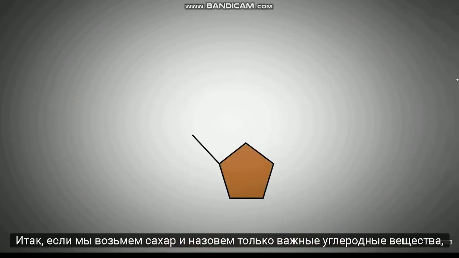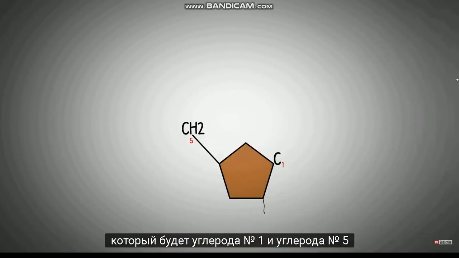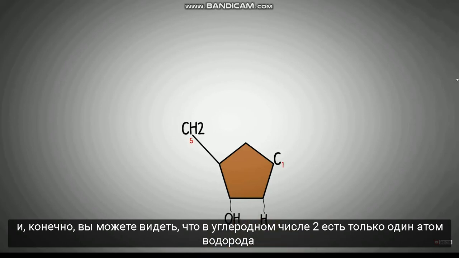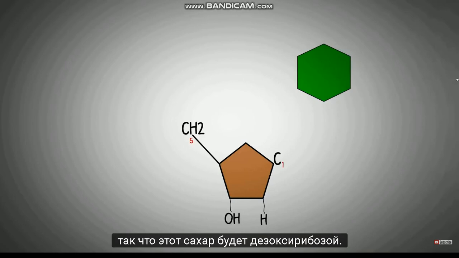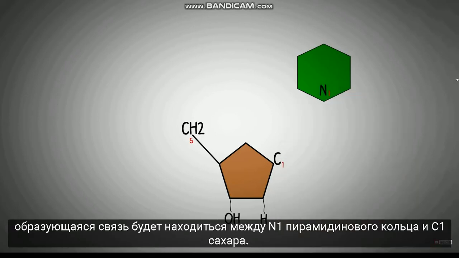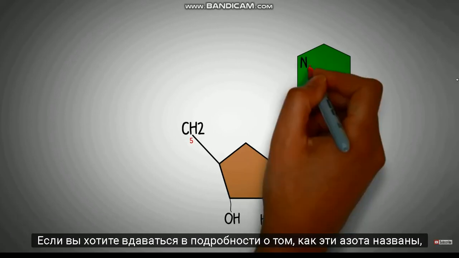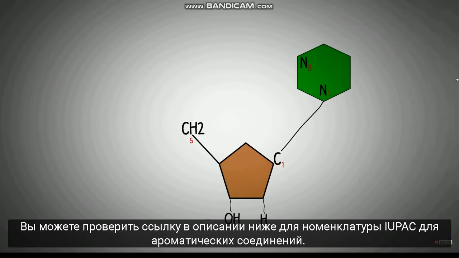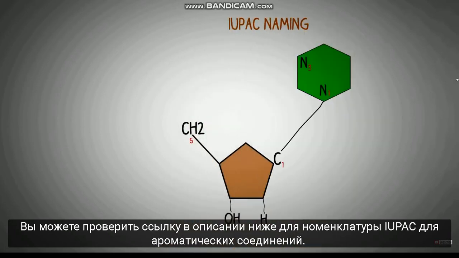So if we take a sugar and name just the important carbons here, which will be carbon number 1 and carbon number 5, and of course you can see that at carbon number 2 there is only a single hydrogen atom, so this sugar will be a deoxyribose. Now to pair this deoxyribose sugar with this pyrimidine ring, the bond formed will be between the N1 of the pyrimidine ring and the C1 of the sugar. If you want to go into the details about how these nitrogens are named, you can check the link in the description below for the IUPAC nomenclature of the aromatic compounds.